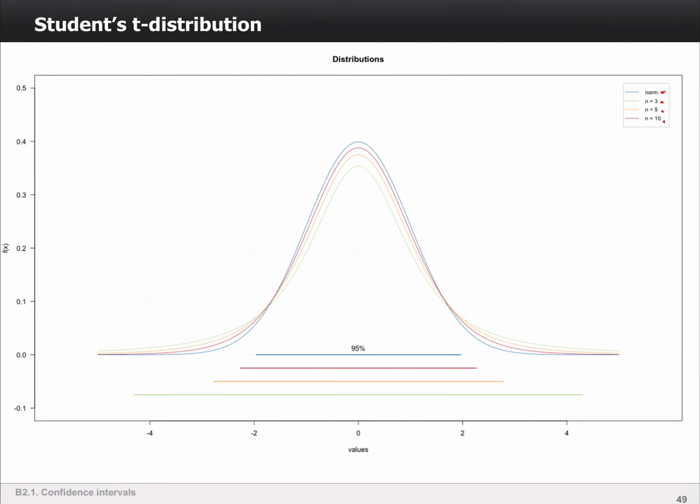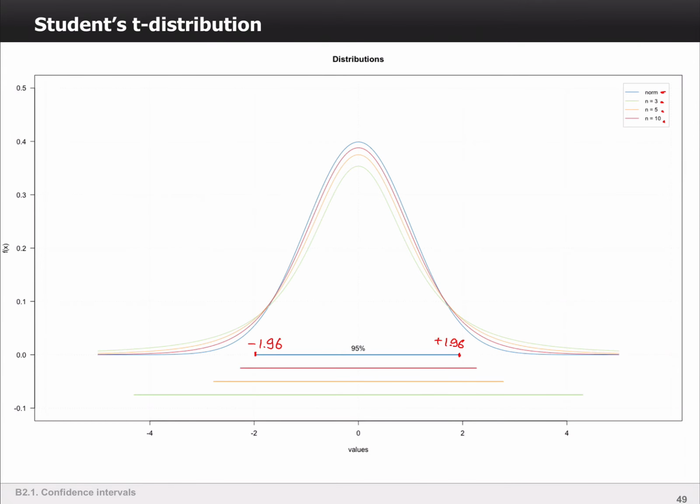Okay, if you look at these lines, and these ones, this is the 95% interval of the values. So you can see that for the normal distribution, you have around plus minus 2. So this is plus 1.96, right? And this is minus 1.96. So that's what we know already. If you want to get 95% of the values inside, you should go 1.96 standard deviations from the mean.